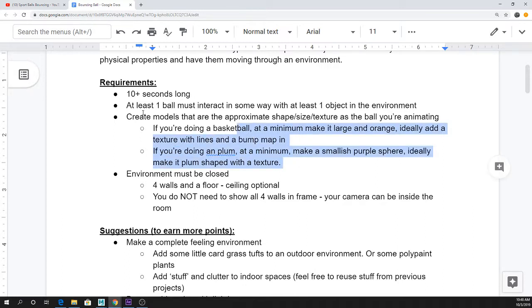So, again, make sure things are at least sort of sized correctly-ish so that you have an idea of what you're looking for. It's also going to help the viewer if they're not inherently familiar with how a basketball moves. Having the visual aid of, oh, this thing is orange and has stripes is going to help them place in their mind what they should be looking for when watching your animation.